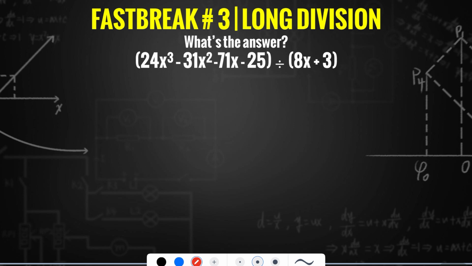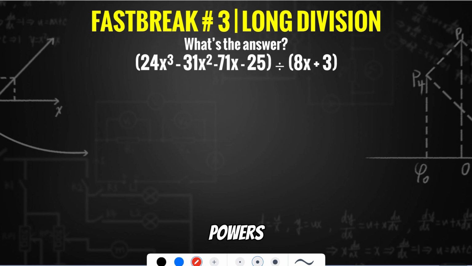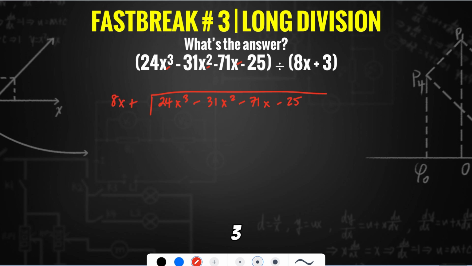Do you still remember how to do it? I hope you still remember how to do it, guys. So let's rewrite the expression. First, you need to ensure that your powers, your exponents, are in descending order, and then ensure that they are complete. So let's rewrite. We have 24x cubed minus 31x squared minus 71x minus 25 divided by 8x plus 3.